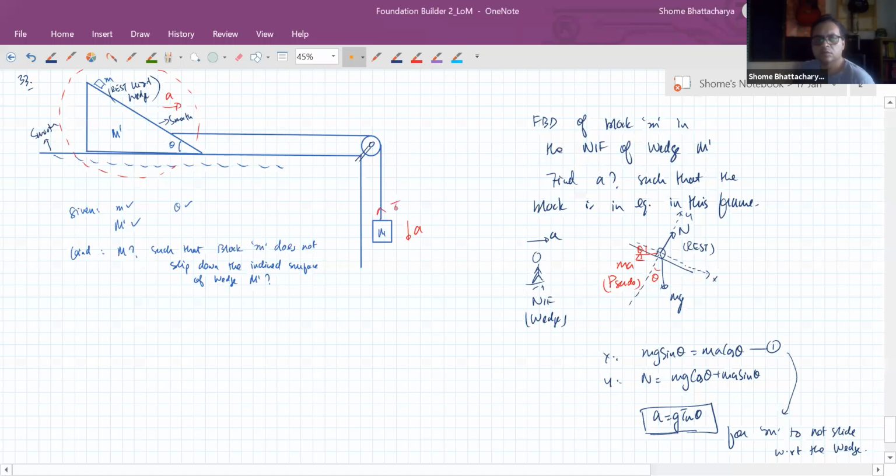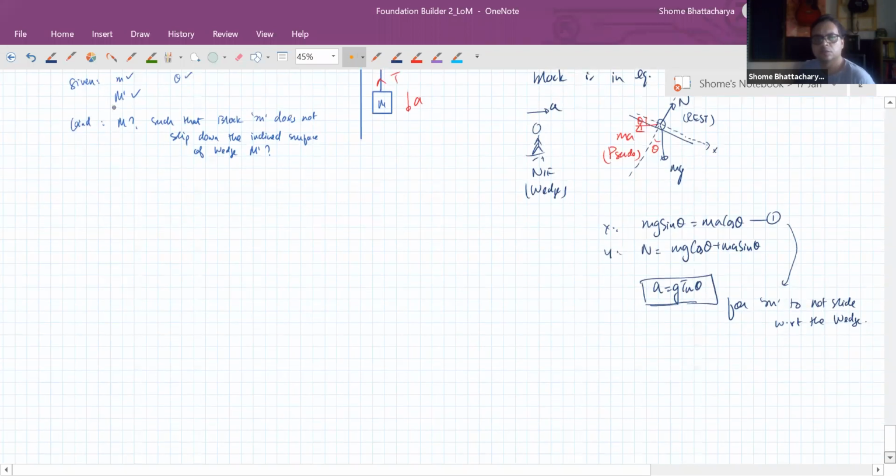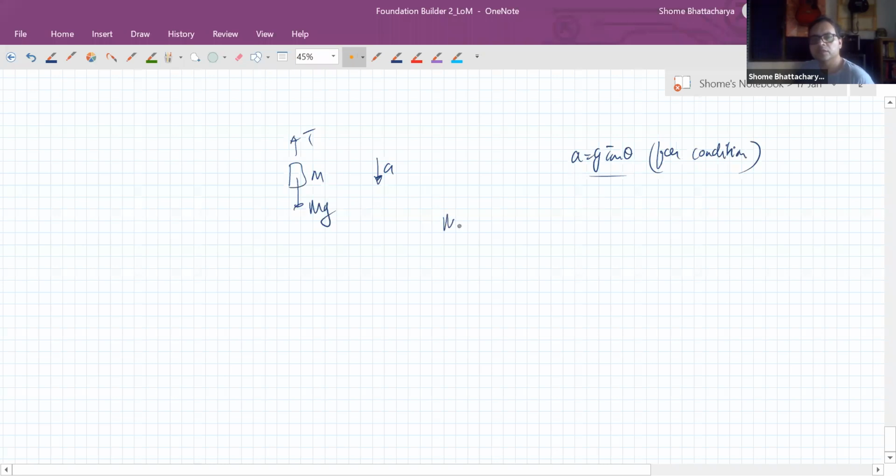So this tension is T in the thread. You just make two free body diagrams. One is of the block, which is hanging vertically. So now make the FBD of this block, which is hanging vertically. On this, there's tension T, weight mg, but we know its acceleration A downwards should be equal to g tan theta for the condition that is given to us. So we get mg minus T is equal to ma. So that's another equation that we get.